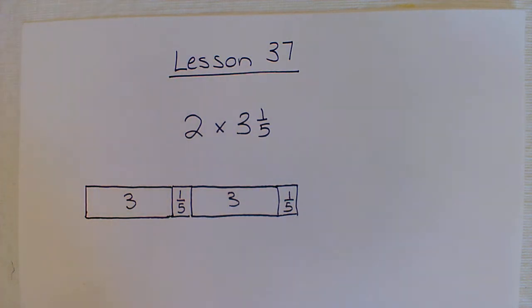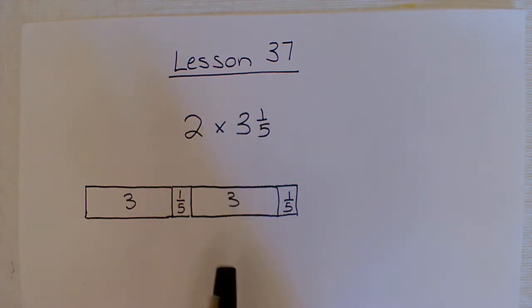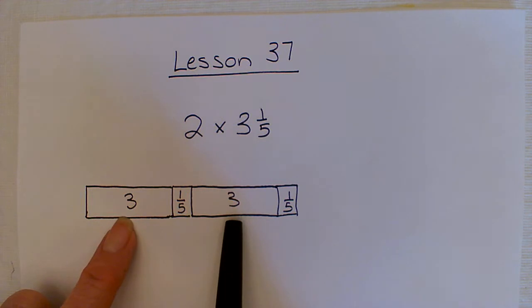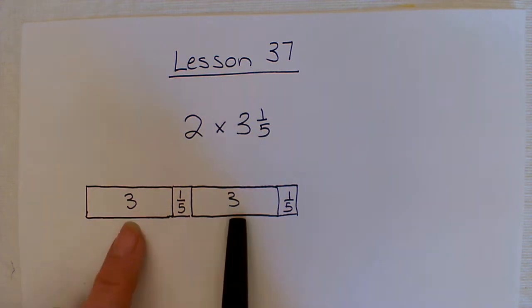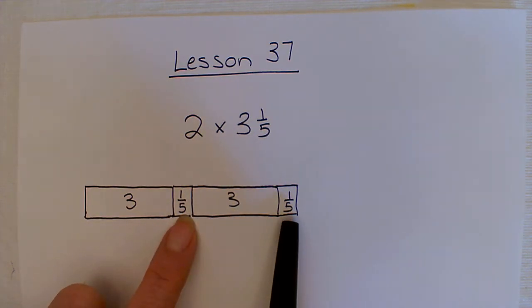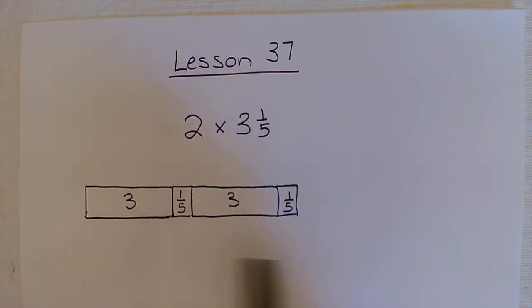And what I'm hoping is that when you're looking at this, you can say to me, oh, well, this is easy. 2 times 3 1/5, or 3 1/5 two times, is just going to be 3 plus 3, which is 6, and then 1/5 plus 1/5, which is 2/5. So I have 6 and 2/5. Well, can we reorganize this to kind of show what we just did?